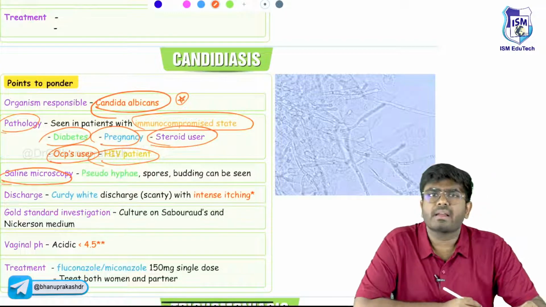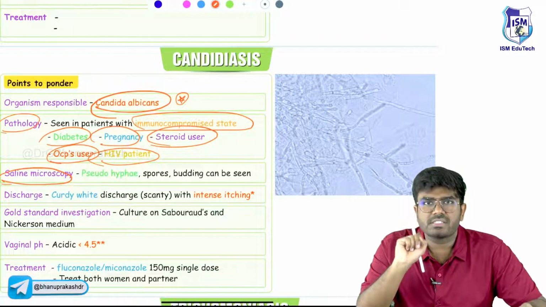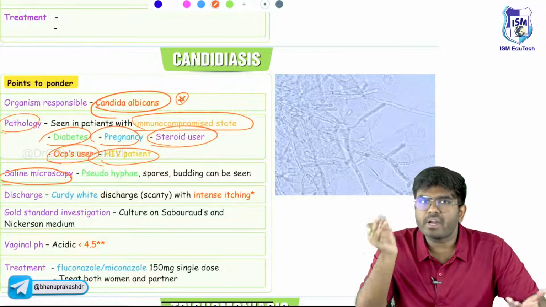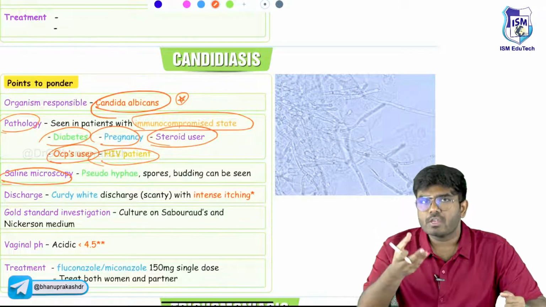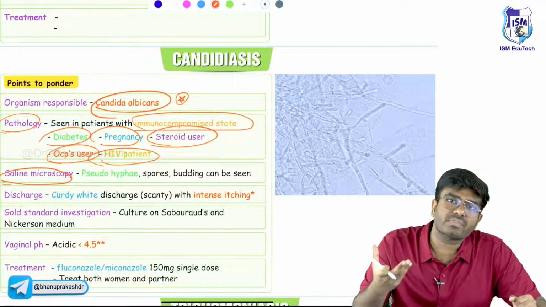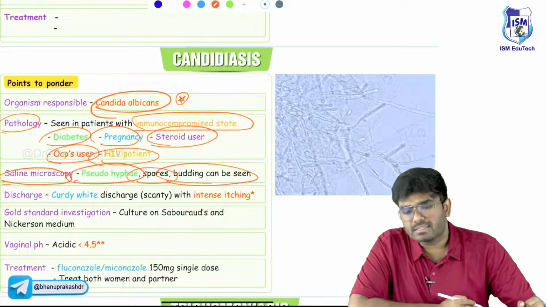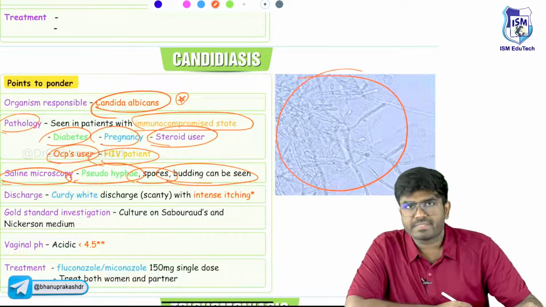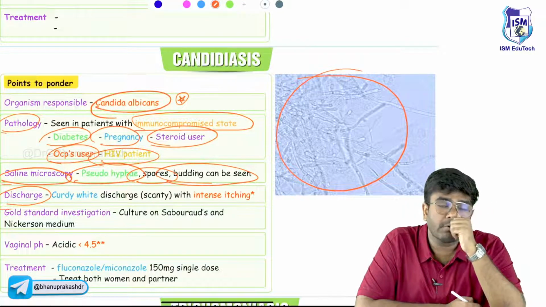What will you see under saline microscopy? Take this discharge, put it under the microscope and see. You will see fungus, not bacteria. Fungal hyphae, pseudohyphae, spores, budding yeast, all these fungal components will be present under saline microscopy. So how is the discharge going to be, sir? In bacterial vaginosis, how is the discharge?